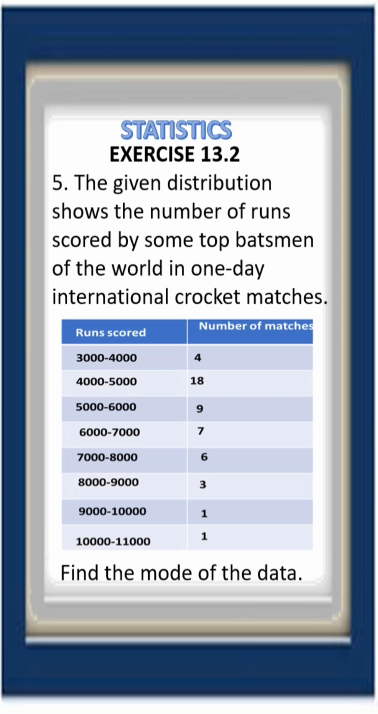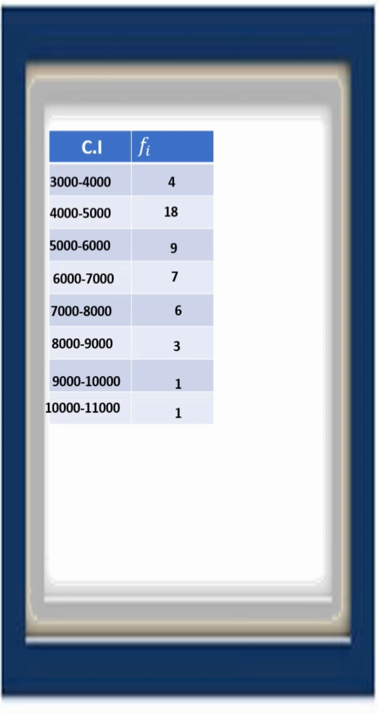The fifth question: the given distribution shows the number of runs scored by some top batsmen of the world in one day international cricket matches. The table is given. Find the mode of the data. Now let us write the class interval in the first column and frequency in the next column. The formula for the mode is L plus (F1 minus F0) upon (2F1 minus F0 minus F2) into h.